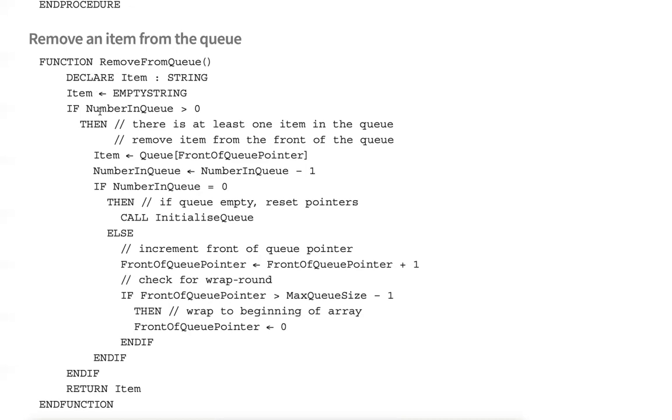If there are no elements in the array and number in queue is 0, what are you going to remove from the queue? There's nothing to remove. So there has to be at least one element to remove from the queue. So we're checking that here. If the number in queue is greater than 0, that means there is at least one item in the queue, and we are removing it from the front of the queue.